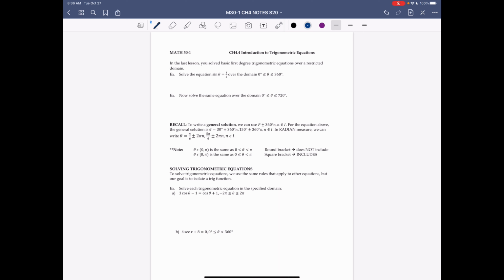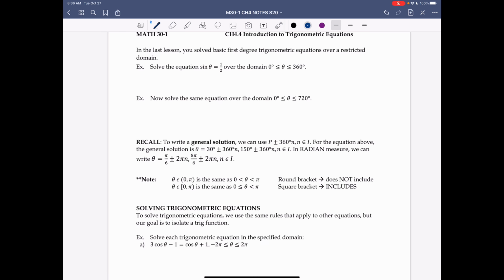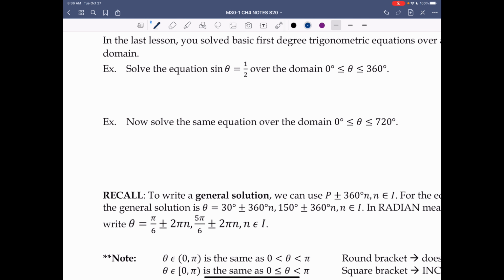Chapter 4.4, Introduction to Trigonometric Equations. In the last lesson, you solved basic first-degree trigonometric equations over a restricted domain. Example: solve the equation sine theta equals 1/2 over the domain 0 degrees is less than or equal to theta is less than or equal to 360. Our domain tells us that if we use our calculator, we want it in degree mode, and also our answers will be in degrees.